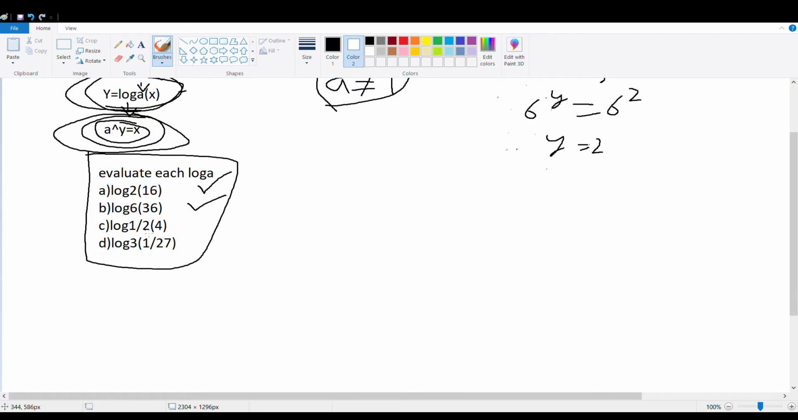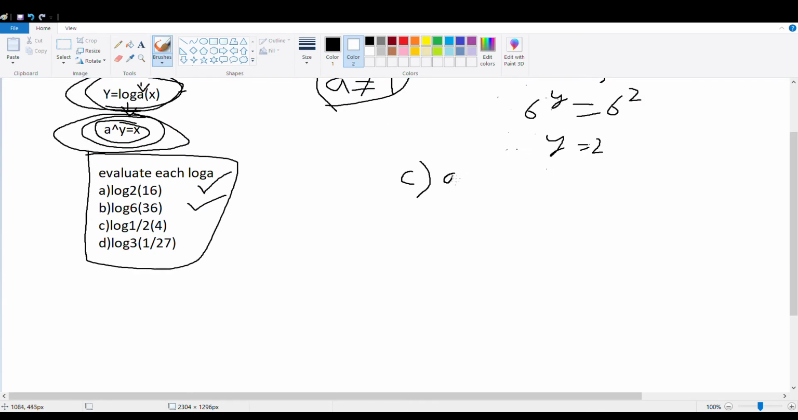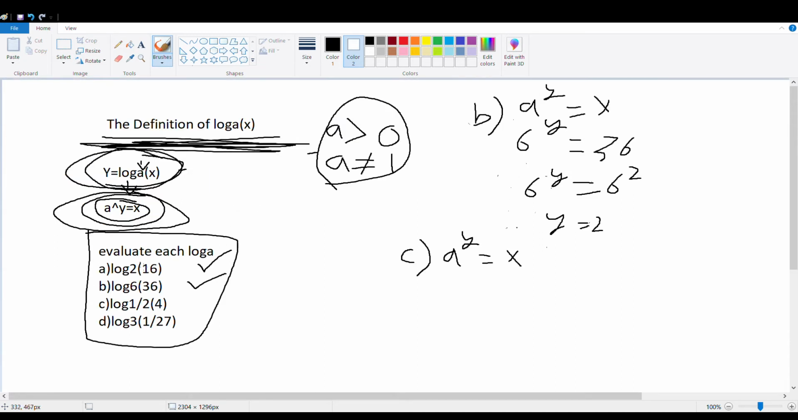Now, C and D are a little bit challenging, if I must say, if you don't know any logarithm. But it's actually quite simple as well. So I'm going to do it right here. C is, okay, first of all, write the equation, which is very important if you are new to logarithm. So a to the power of y equals x, and then right here, as you can see, the a is 1 over 2.